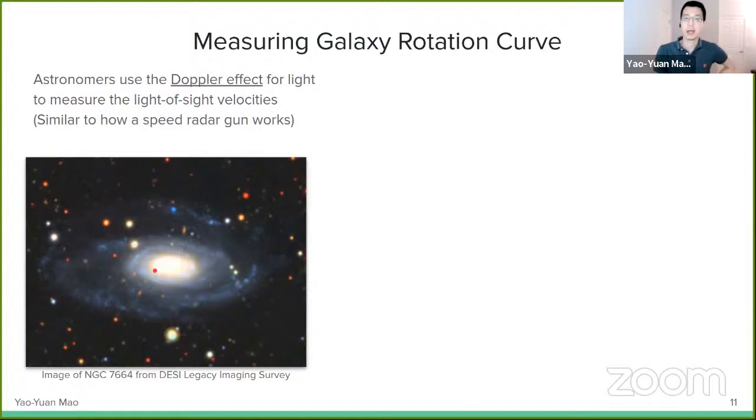Astronomers are using something called the Doppler effect to measure line-of-sight velocities. Basically, this is how a speed radar gun works on the highway. When you are moving and we shoot a light toward you, the reflected light will change its wavelength based on the speed of your car. Similarly, when a star is moving, we can measure its velocity by measuring what we call the spectra of the stars.